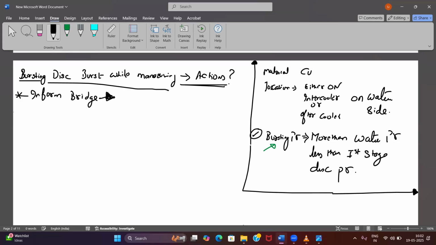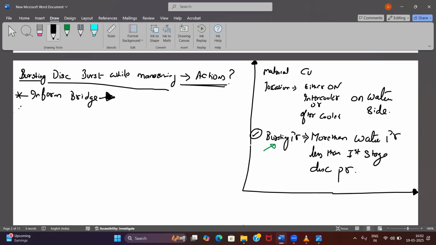This is a very important step, that you inform the bridge so that they can try to use less air if possible. Fewer kicks if possible, but they should understand that there is some emergency in the engine room, right? Yes, sir. It is very important to first inform the bridge.